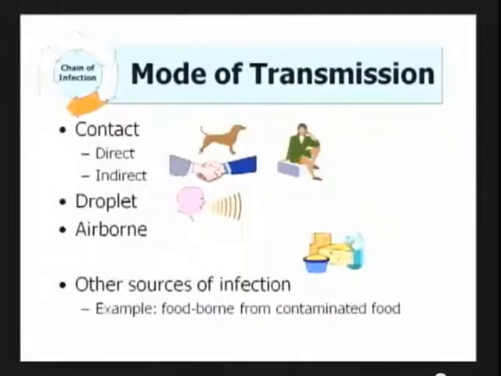Indirect might be the surface around that resident. Let's say the bed rails on their bed are contaminated with microbes. The healthcare worker comes in to do some activities of daily living with the resident. They touch the bed rail, don't use hand hygiene, then go to another resident. That would be an example of indirect contact transmission.